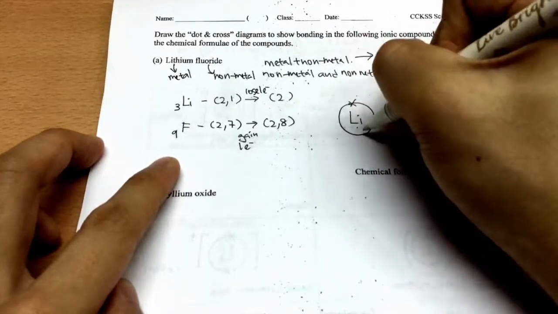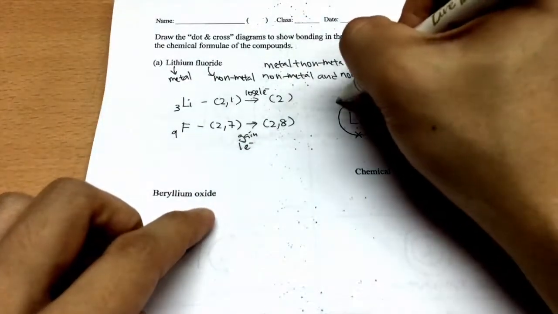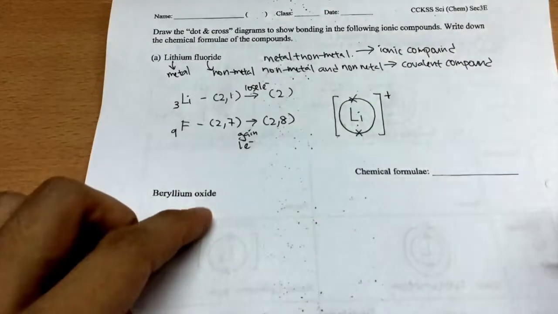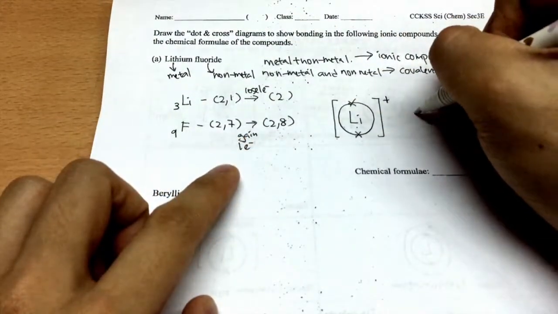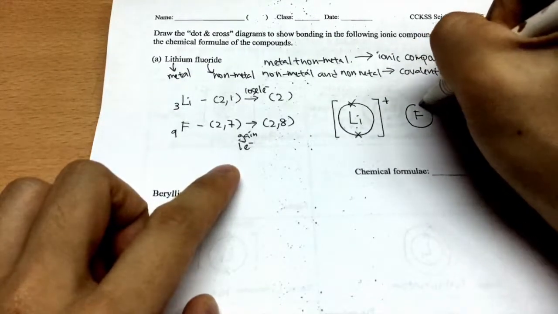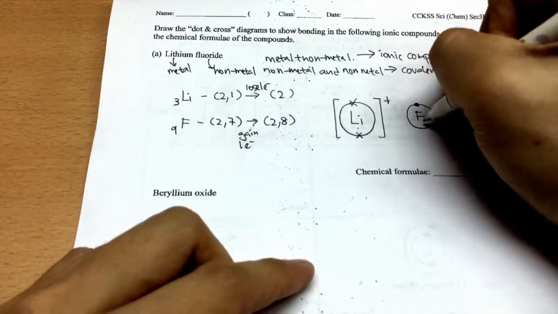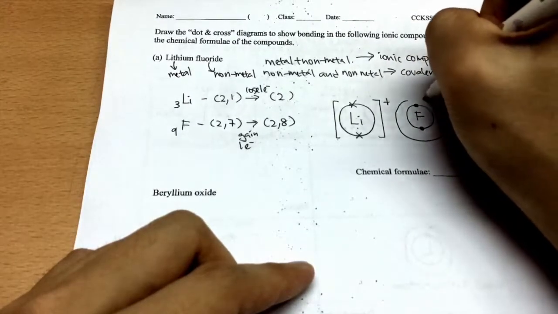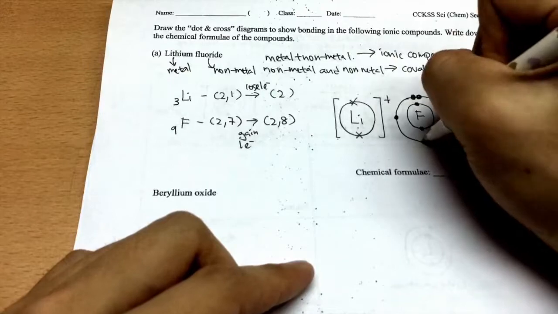which has only 2 valence electrons because it has lost 1 electron. Having lost 1 electron, it will have a single positive charge. And for fluorine, we will draw it with a different symbol. Since we use crosses for the lithium, we shall use dots for the fluorine. And initially, fluorine has 7 electrons, represented by the dots.